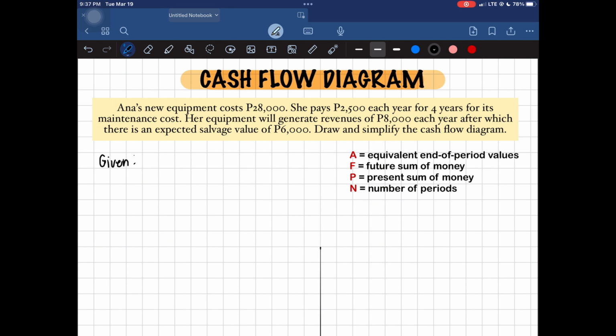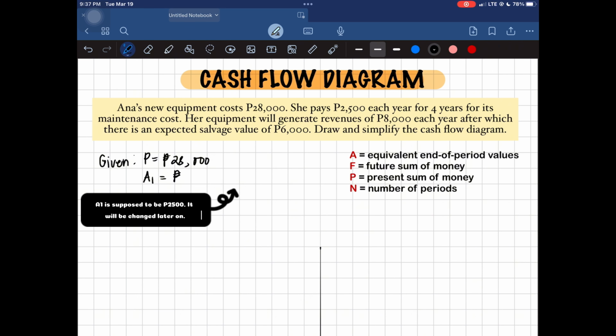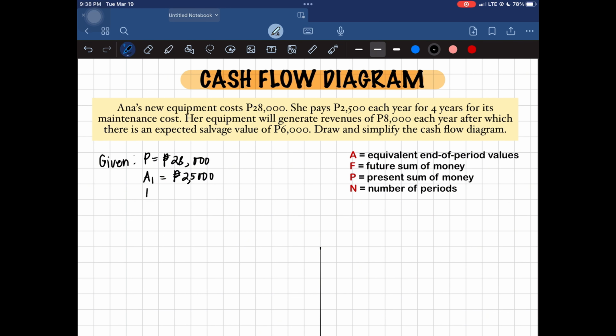We have P, or present value. This is 28,000 pesos since this is the cost of her equipment. Then next we have the value of our A sub 1. It's A sub 1 since we have two uniform series of amount here. So it's equal to 2,500 pesos. Next, for the number of periods or N, this is 4 years.